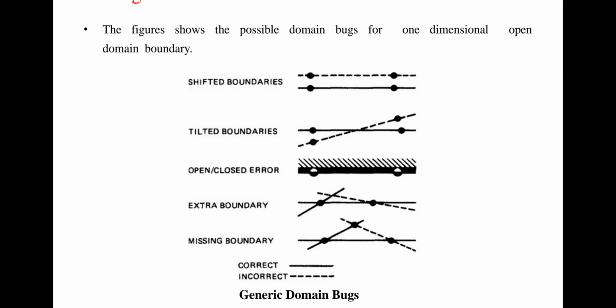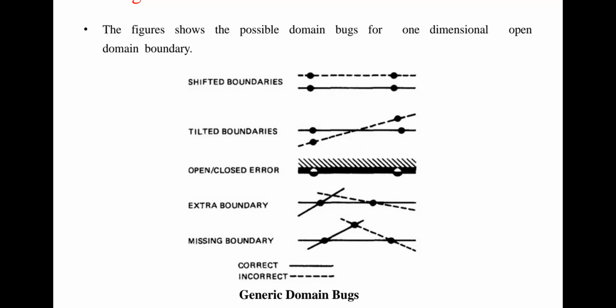Okay. So if you have a bug, the first type of representation of boundary is the shifted boundary. This is one bug. Generally it does not show on the actual line. It will be shifted to another position. A tilted boundary is nothing but the boundary represented in another position. See, in the cross position it is represented.